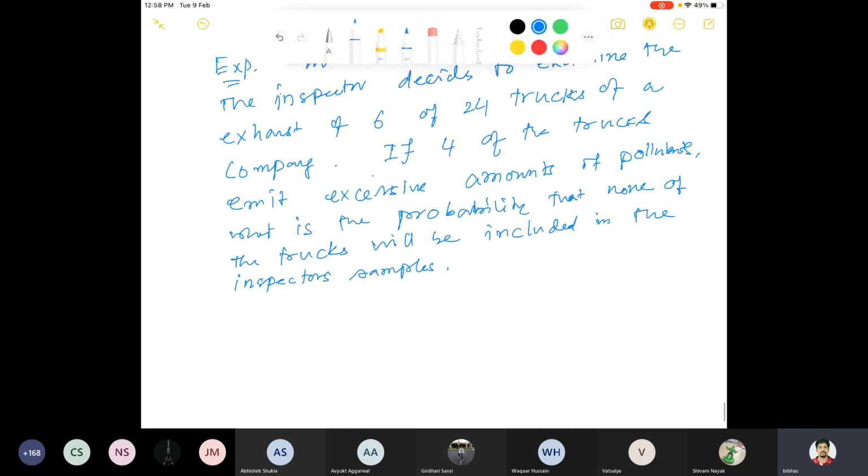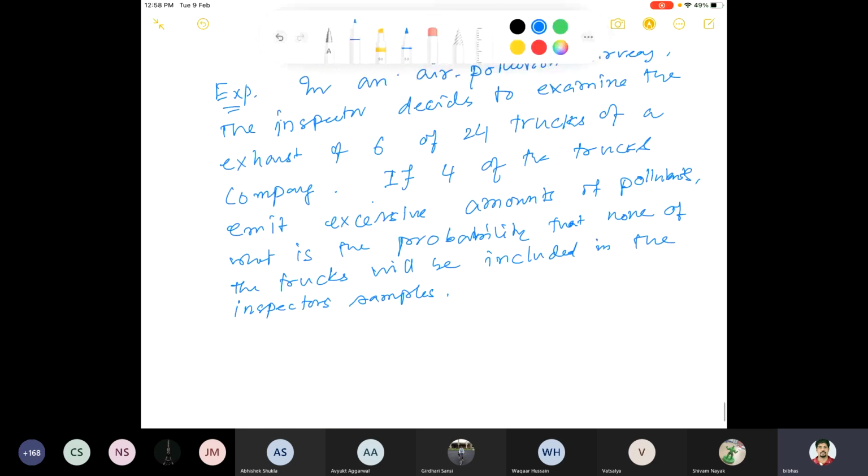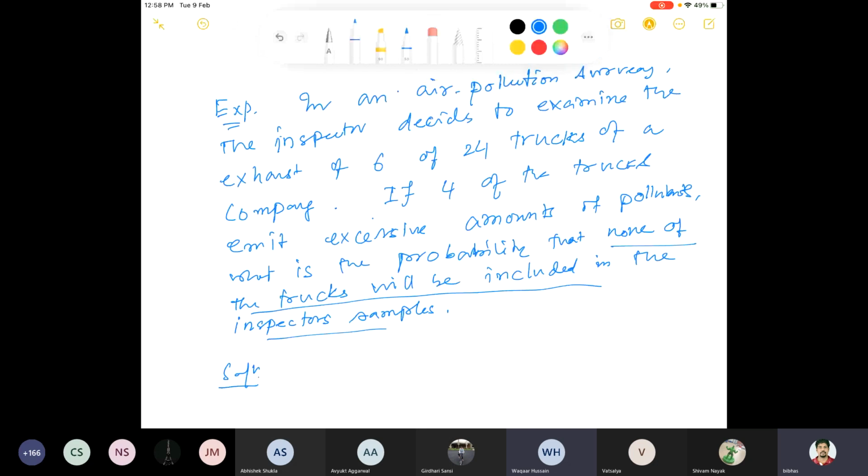So what is the probability? None of this. So the probability of success here is 0 basically. None of the trucks will be included in the inspector's sample. So none means x should be equal to 0. So all the trucks are good. I mean, they are not emitting excessive pollutants. Except those 4 trucks, which emit excessive amounts of pollutants.